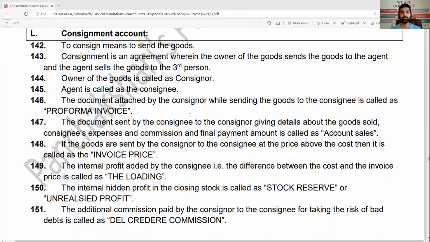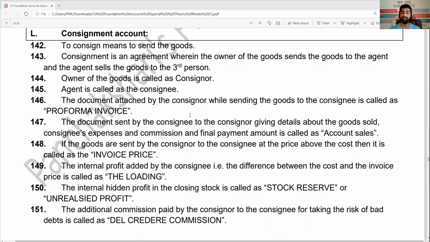The document attached by the consigner while sending the goods to the consignee, for example from Mumbai to Chennai, is this: Mr. A will attach one document, or send it by mail to the consignee, and that is called a pro forma invoice, the document giving all the details of goods sent.